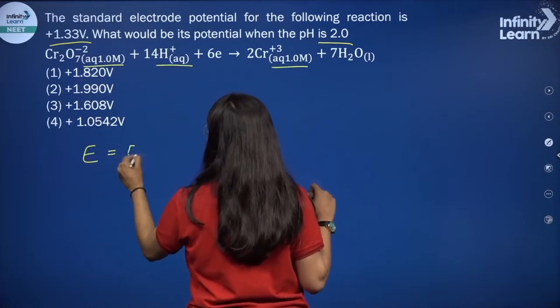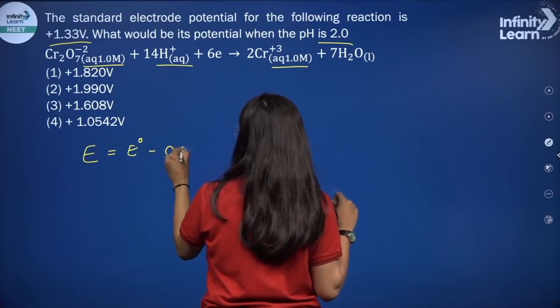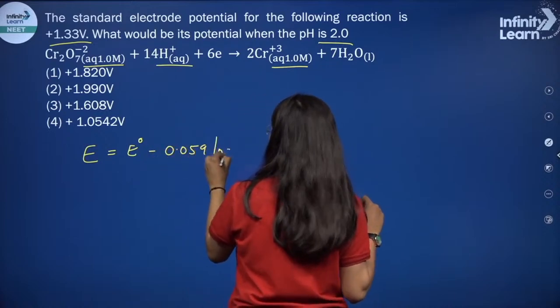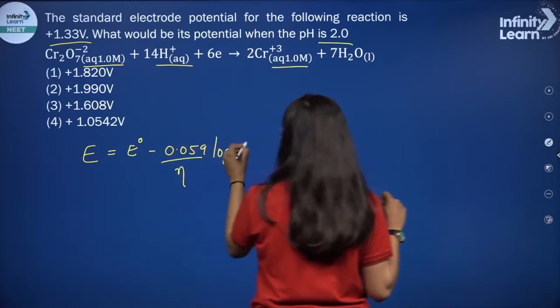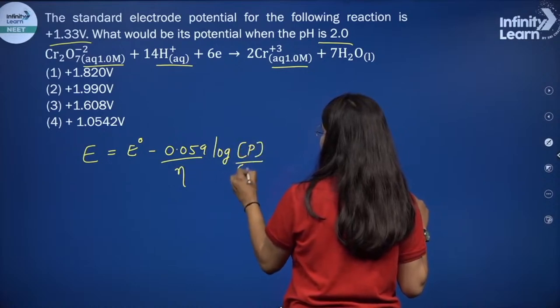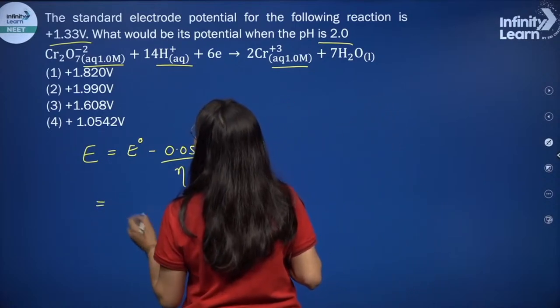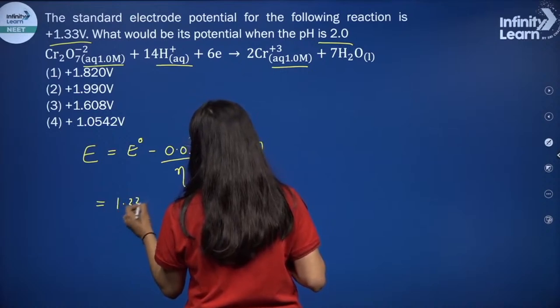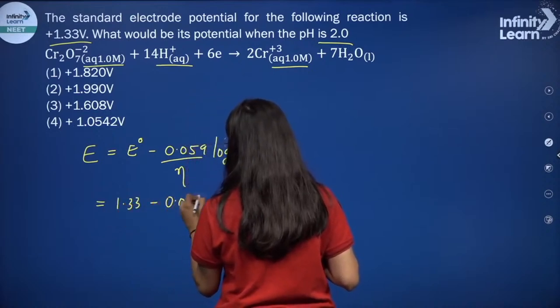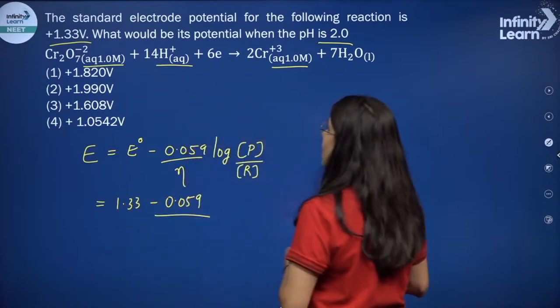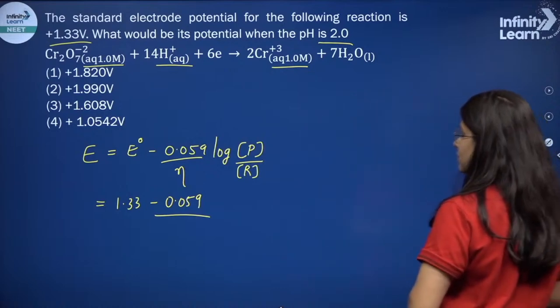E is equal to E0 minus 0.059 by n log of products by reactants. Theek hai, applying it here. So, yahan par let's see what is this: 1.33 minus 0.059 by n. First, mujhe dekhna padega how many electrons are getting transferred in this reaction.